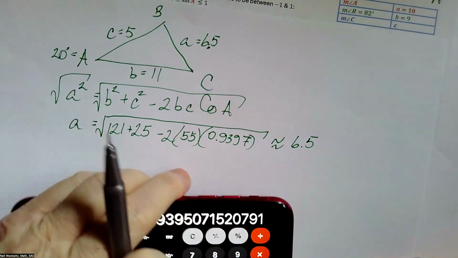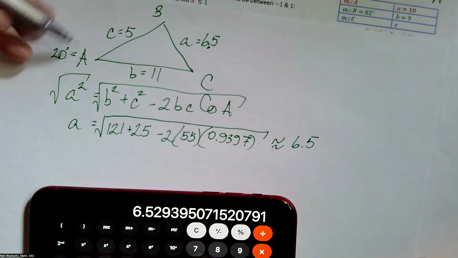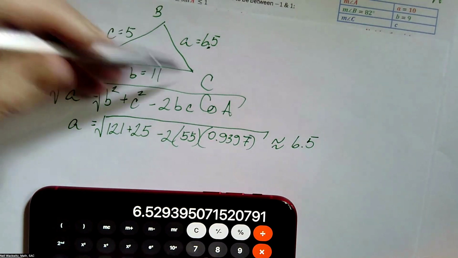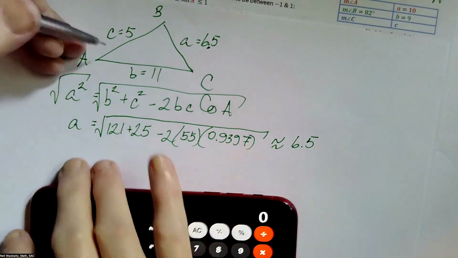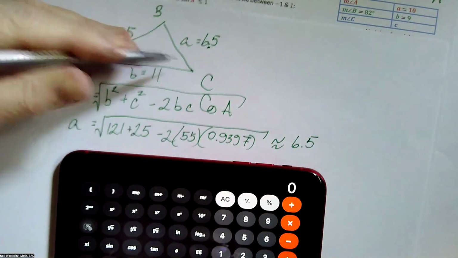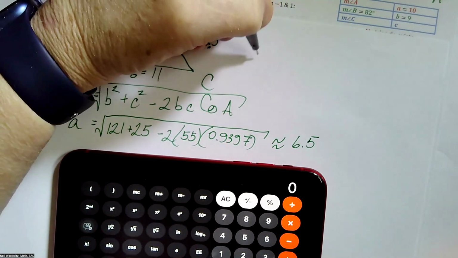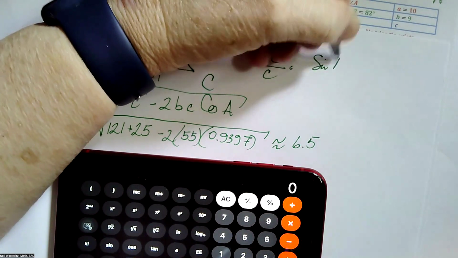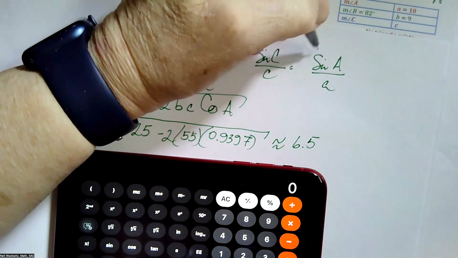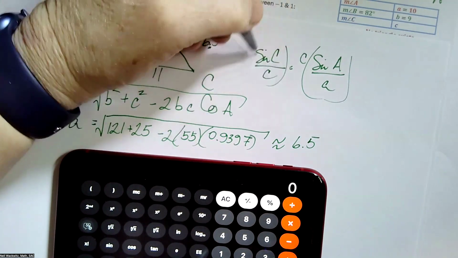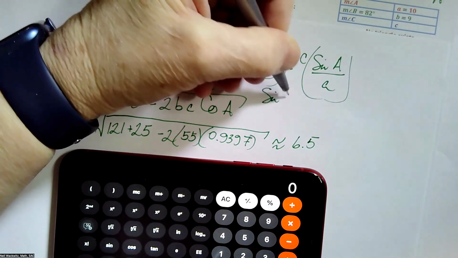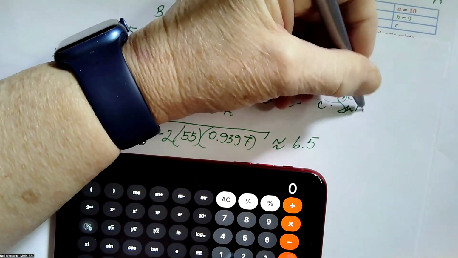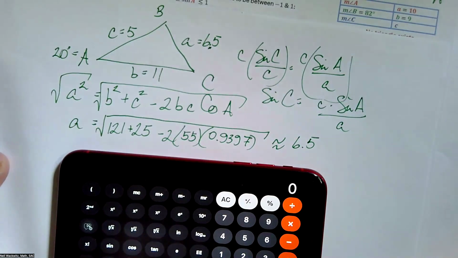Let's use the law of sines to find angle C next, because its side is very close to side A. So we have the sine of C over little c is the sine of A over little a. Multiply both sides by c. We get that the sine of C is little c times the sine of A over little a.